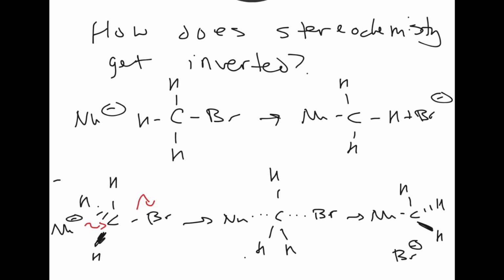Another way to think of it is like if you had an umbrella and you were in a bad sitcom, right? The wind blows, your umbrella's this way, the wind blows, and it blows inside out. That's basically what you're doing here, right? You've got all your hydrogens on one side, and then it gets blown inside out, and it flips the other way. And that's what's happening, is your nucleophile is flipping your carbon the other way.